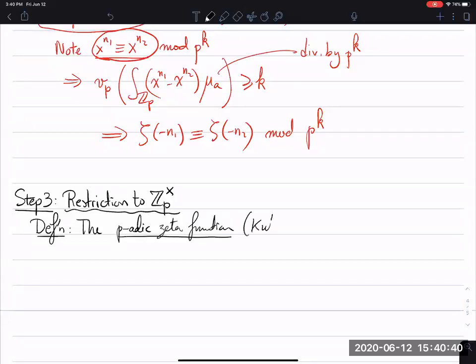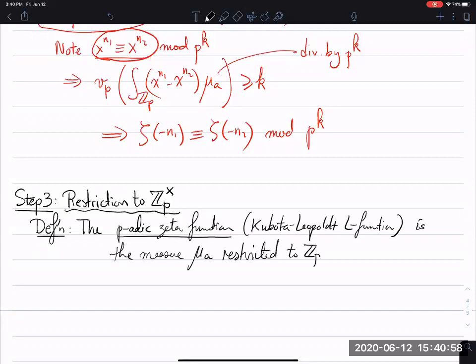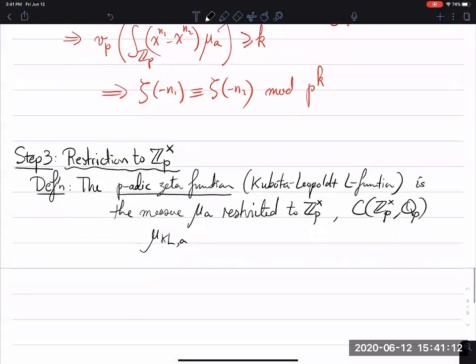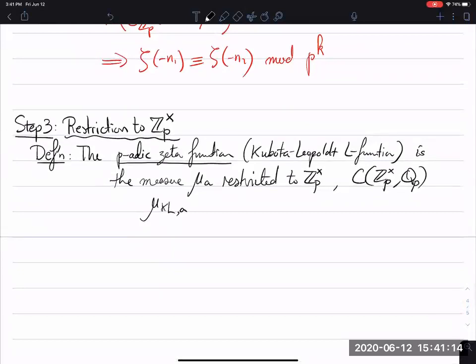This is the p-adic L function, the measure mu a restricted to Z_p cross, or rather a continuous function on Z_p cross with values in C_p, or Q_p. I want to denote this by mu_p, comma a. It depends on the a, but if you want something without a pole, I guess you have to do this.